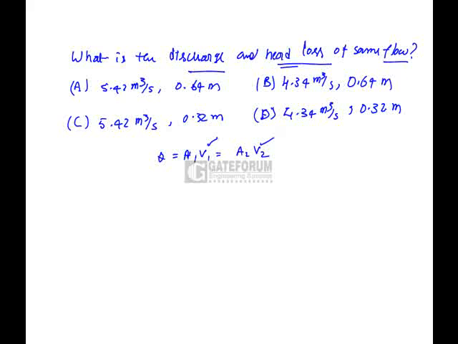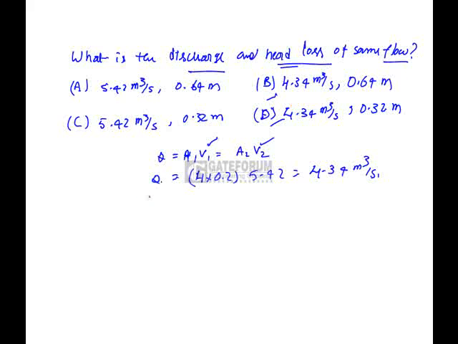As we know A1 V1, so we are using A1 is equal to 4 width into depth 0.2 Y1, V is 5.42, that is equal to 4.34 cubic meters per second, 4.34. So option B or option D is correct.